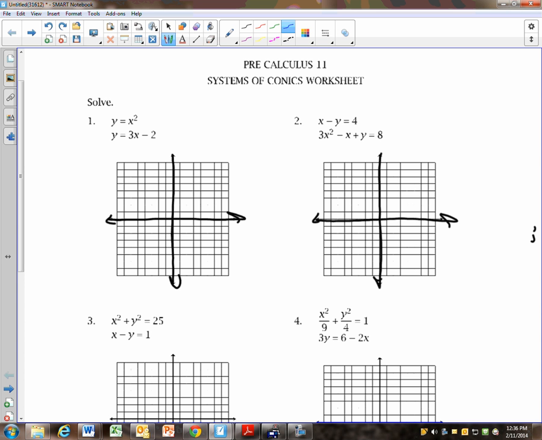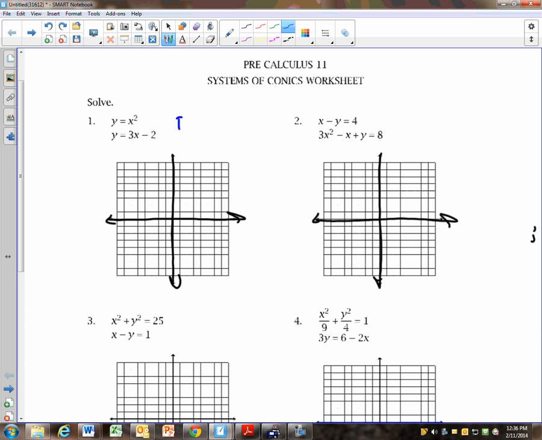So we got y equals x squared and y equals 3x minus 2. We're going to do 5 of these problems in class. You're going to choose 4 to work on your own. First, we got to identify what the graphs look like. What does the first graph look like? Does anybody know? It's either going to be a line, a circle, a parabola, an ellipse, or a hyperbola.